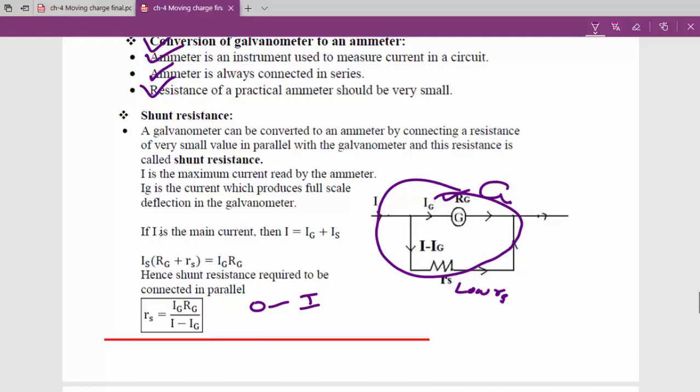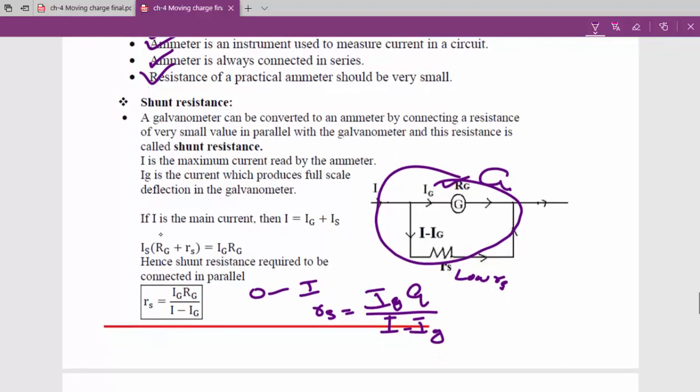See here, sometimes I will write it as some other formulas. Rs can be written as Ig into G by I minus Ig. This is also one formula. Here, instead of capital Ig I have written small g, and instead of Rg I have written capital G. What is capital G here? Galvanometer resistance. Both are the same.